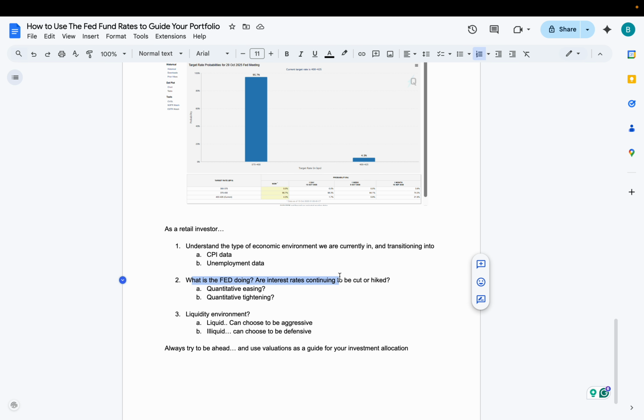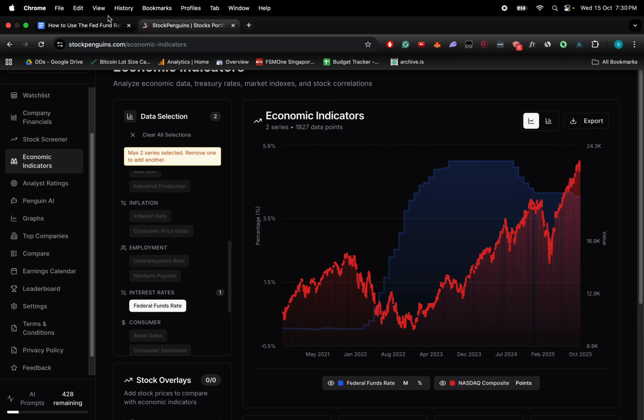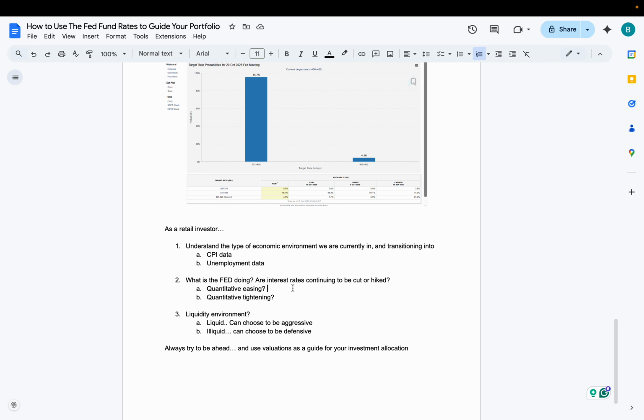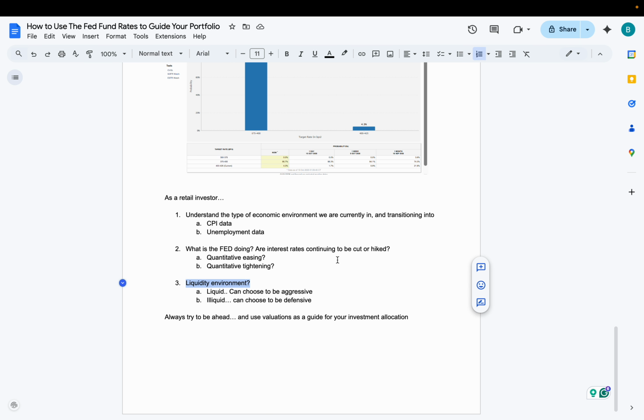And number two is to know what the Fed is doing. Are interest rates going to be cut or hiked? Is there a path? Is the Fed very confident? Are we going to a quantitative easing environment or a quantitative tightening environment? What the Fed looks at is also this kind of data. To gain a better understanding of what they're doing, you could also read their monetary policy statements, and listen to what the Fed chair is speaking and sharing during whatever speeches he's been invited to share. And ultimately understand what kind of liquidity environment we are at. If you're in a liquid environment, we can choose to be aggressive. In an illiquid environment, we can choose to be defensive.